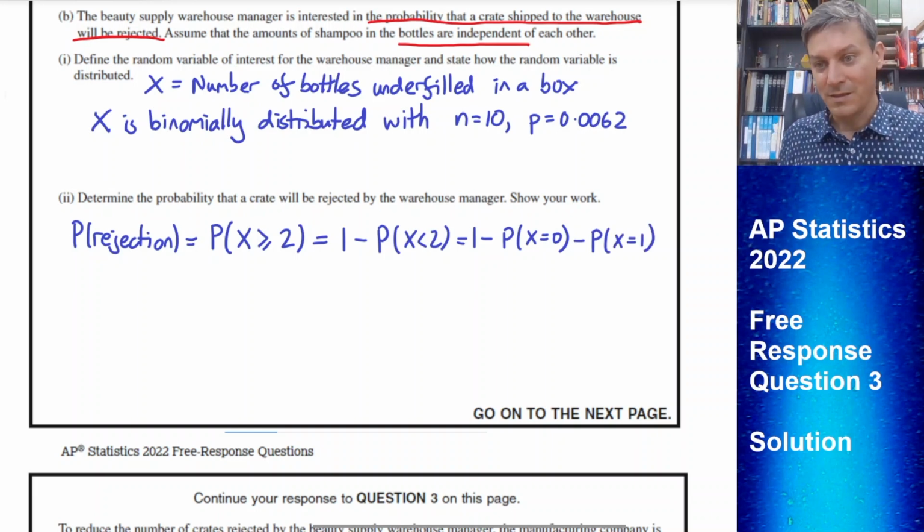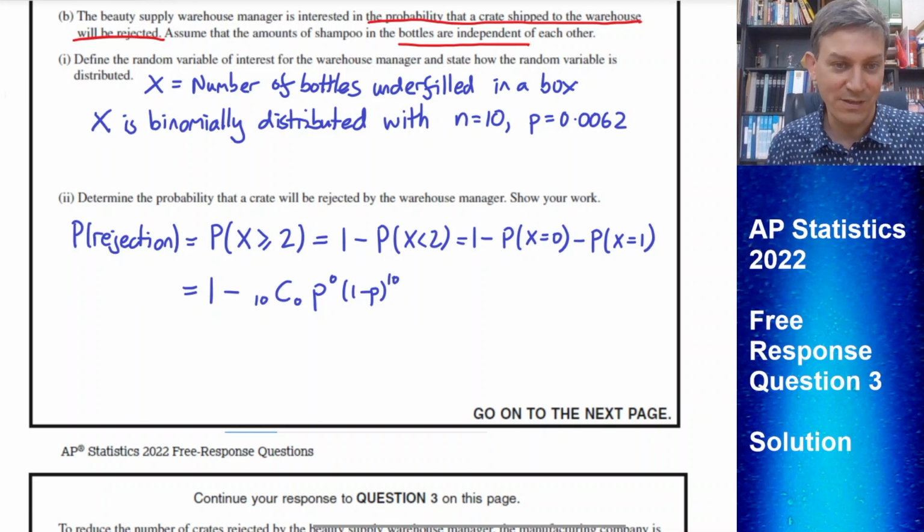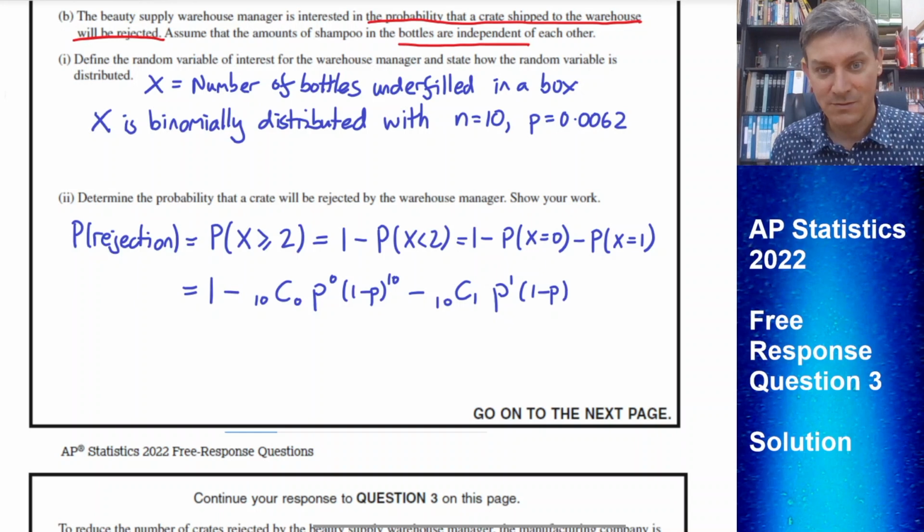Okay, and then now you can use the formula for the binomial distribution to calculate this probability. This is 1 minus, okay, so X equals 0, so that's 10 choose 0, that's the probability of 0 underfilled bottles, times (1 minus p) to the power of 10 filled bottles. Okay, and then we have 10 choose 1 for the probability X equals 1, probability of 1 underfilled bottle, and 9 correctly filled bottles.